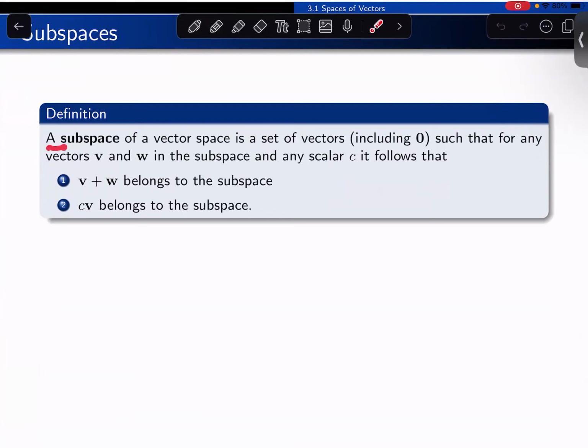So a subspace of a vector space consists of a subset of vectors of your initial vector space, and it has to include 0, such that for any vectors v and w in the subspace and any scalar c, v plus w belongs to the subspace. So subspaces are closed under addition. That's the main takeaway here.